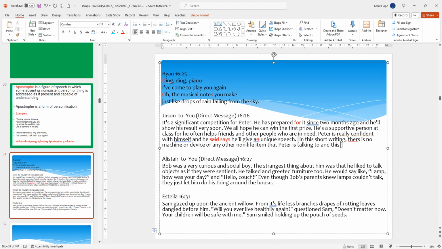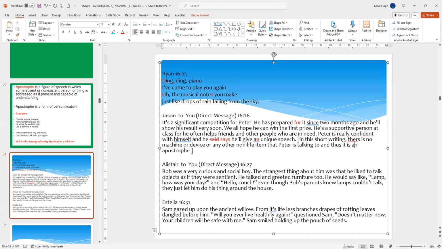And thus, it is not a apostrophe, right? So it's not apostrophe. So here we should use on, because apostrophe, that's a vowel sound. That's what you use on apostrophe, right?